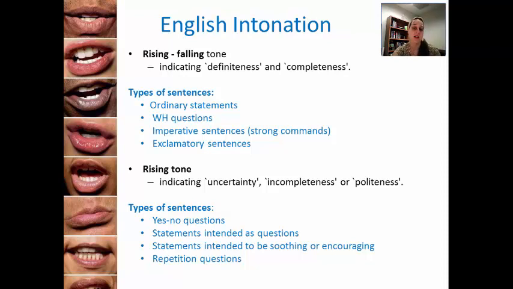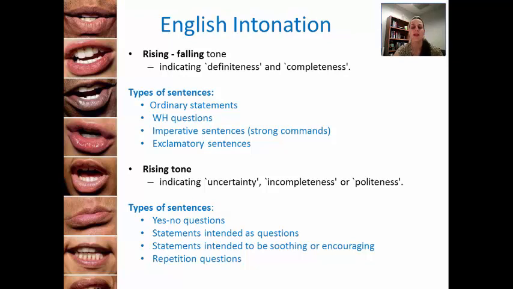This is different to the rising tone. The rising tone was, he is going tomorrow? And that rising tone indicates uncertainty, incompleteness, or also if you're trying to be polite. This type of tone is used for yes-no questions, for statements that are intended as questions, as that example was, he is going tomorrow, and statements that are intended to be soothing or encouraging, or also the repetition of questions. So in your oral language analysis, what you're going to be looking for is the intonation of speakers' voices while they speak, and identifying if they use rising or falling tones appropriately.